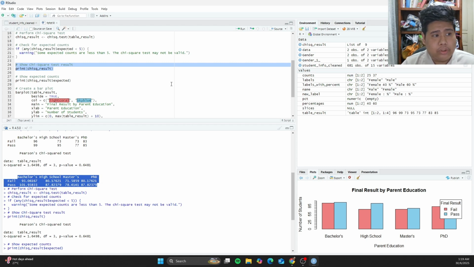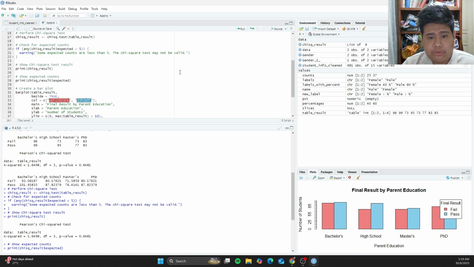So based on the chi-square test of independence, the p-value obtained was 0.6481, which is significantly higher than the 0.05 confidence level. So this indicates that we fail to reject the null hypothesis, meaning that there is no statistically significant relationship between a student's final result, which is pass or fail, and their parents' education level in the given data set. So in simple terms, the data suggests that the students' success or failure does not appear to be influenced by their parents' education background.